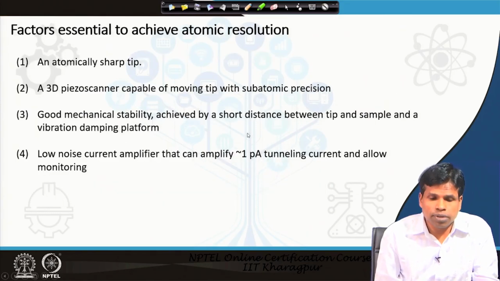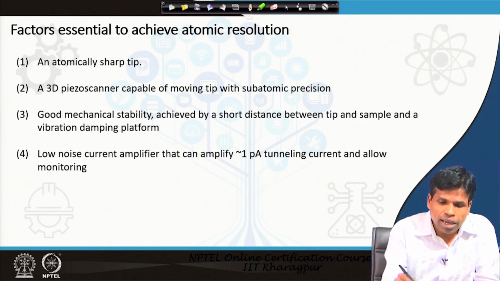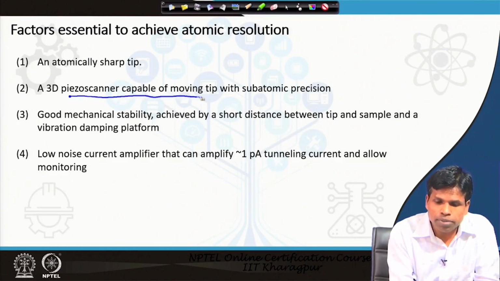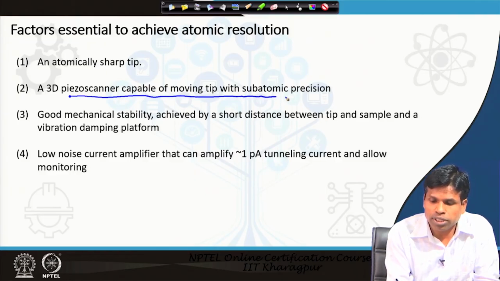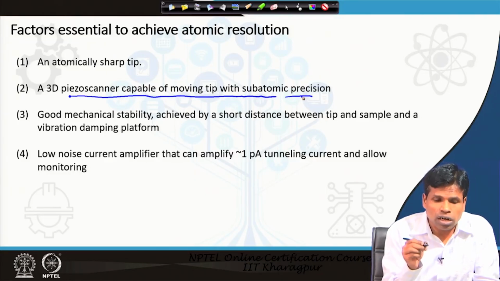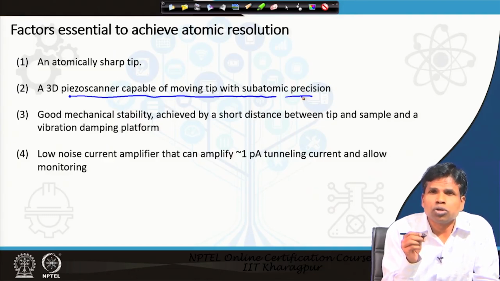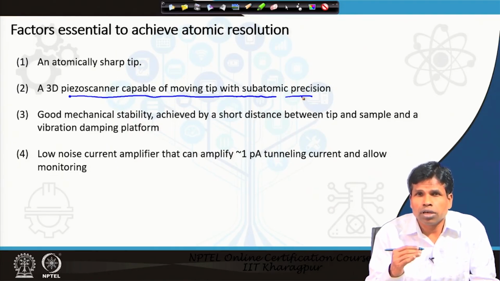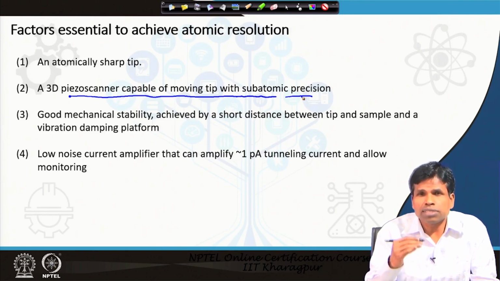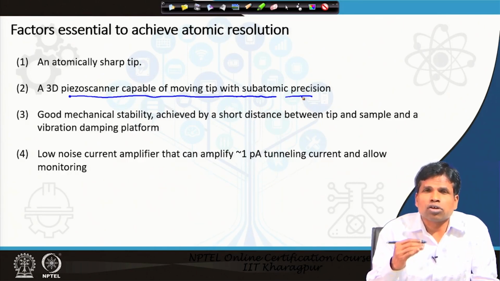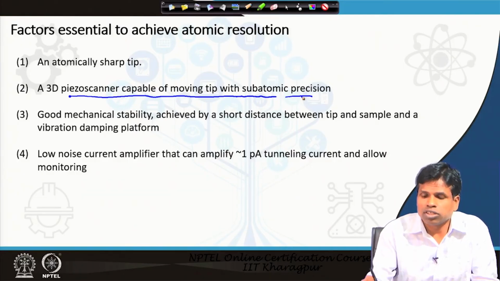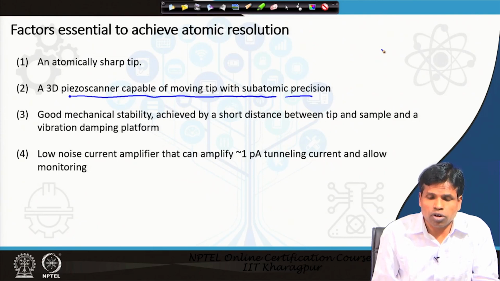The factors to achieve atomic resolution certainly should be an atomically sharp tip, and a 3D piezo scanner moving the tip and sample with subatomic precision. That piezoelectric scanner is used to make the tip go in very small steps at the angstrom level, so that we can accurately measure how much the tip has gone up or come down. Accordingly, we can create the surface topology of the sample.